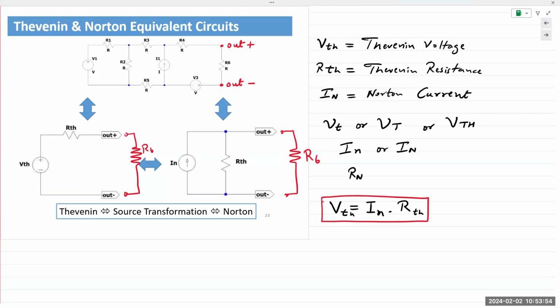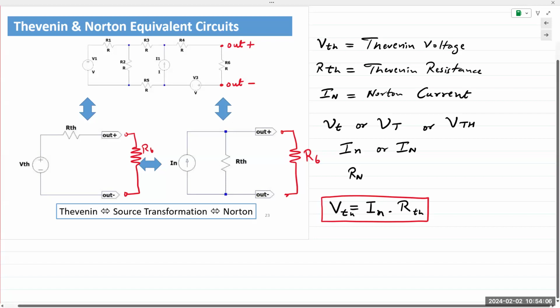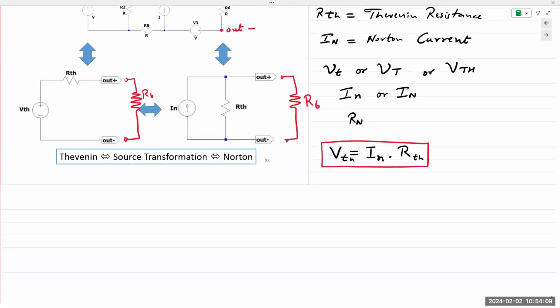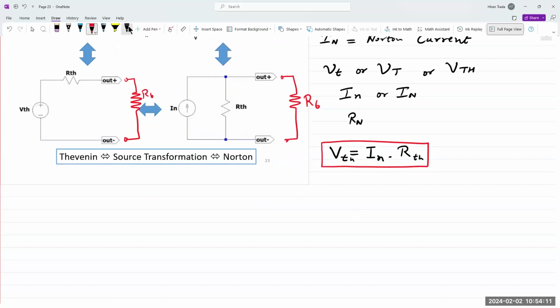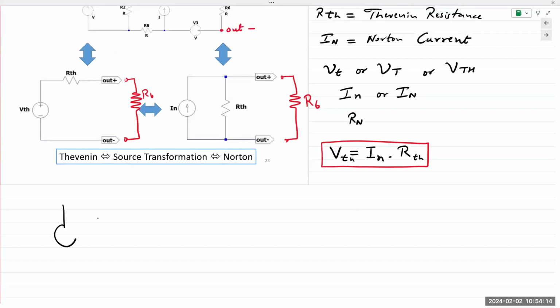Is the concept clear? I wouldn't say clear, but does it make sense? And I will show you why it is an advantage. Let's say RTH was 10 ohms, and VTH was 10 volts.